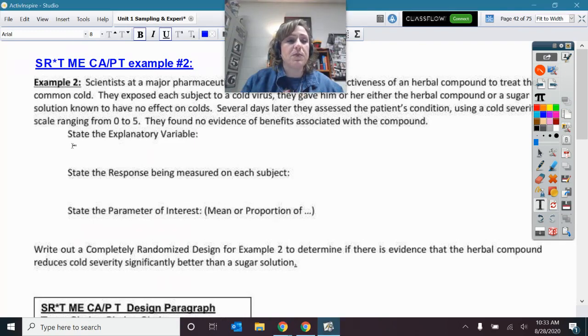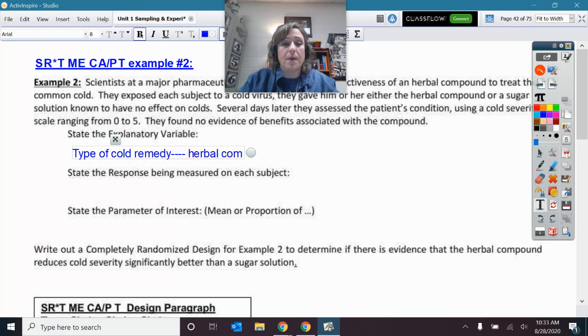All right. What's our explanatory variable that we're talking about here? Well, we're talking about that type of cold remedy, right? And so then there was the two different kinds of that. That was the herbal compound and the what was it? The sugar solution. All right. Now, state the response that was being measured.